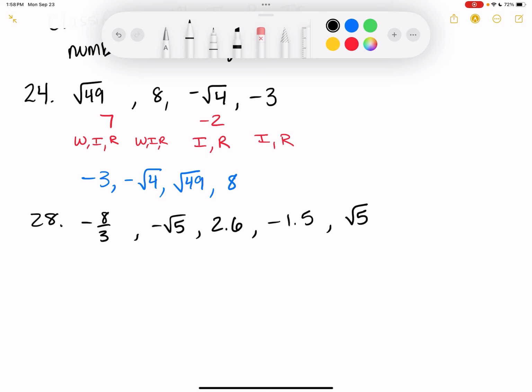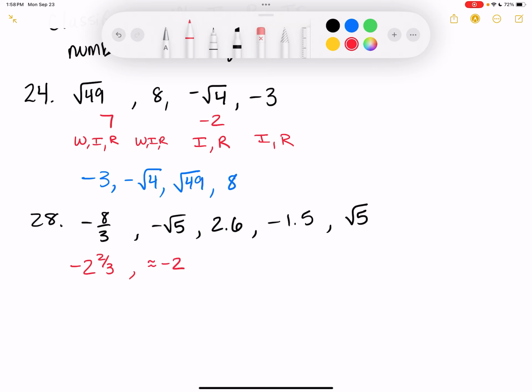Alright, so let's approximate things. How could I rewrite negative 8 over 3? Negative 2 and 2/3. What about negative square root of 5? Negative 2, approximately. Probably it's a little bigger than 2, right? Because 5's a little bigger than 4. So it's going to be approximately negative 2.